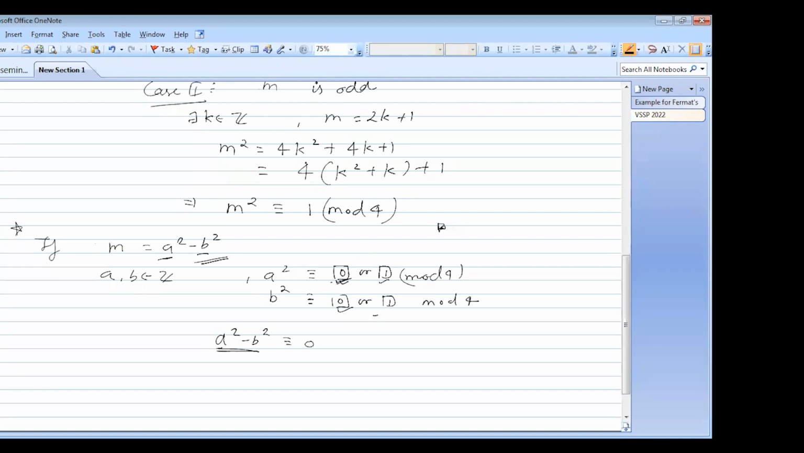Else, if a square is congruent to 1 and b square is congruent to 0, in that case a square minus b square will be congruent to 1 modulo 4. The third possibility is both are congruent to 1. In that case, again, I will get 0. And the last possibility is a square congruent to 0 and b square congruent to 1. In that case, I will get minus 1, but this is the same as 3. So there are three possibilities. A square minus b square is congruent to 0, 1 or 3 modulo 4.